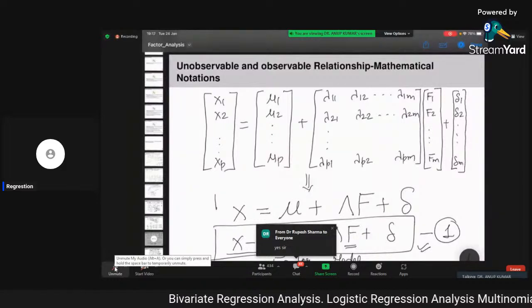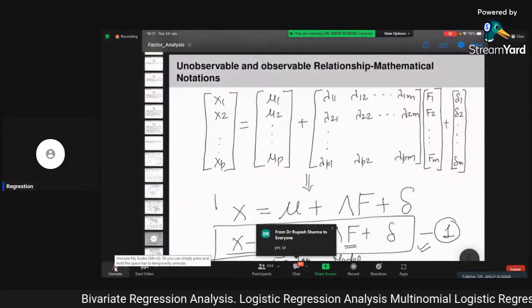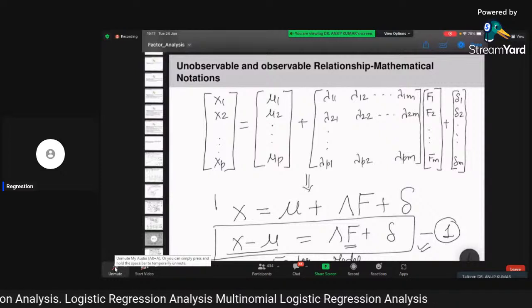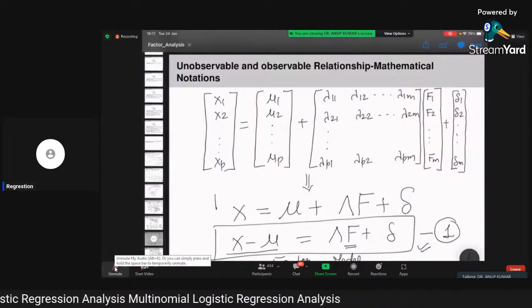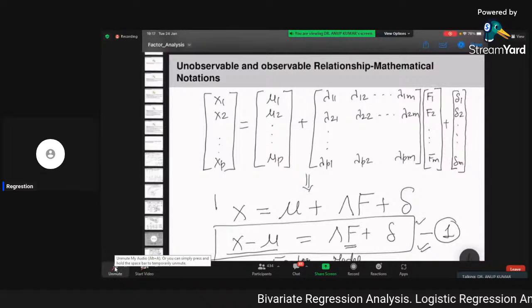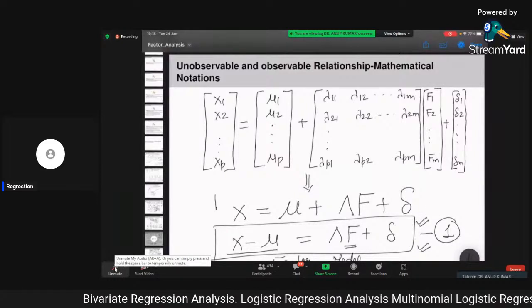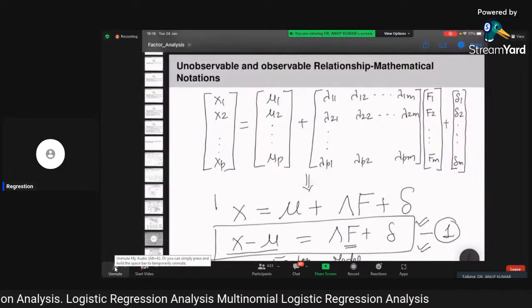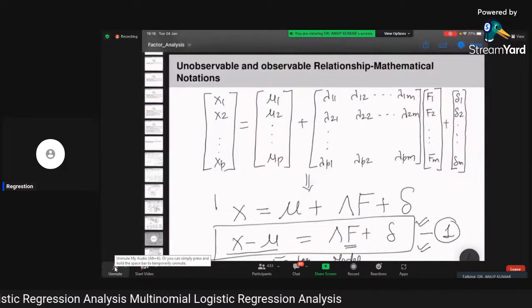So this model is termed a factor model because it establishes a relationship between observable quantities and unobservable quantities. Now, there are various techniques to solve this equation in statistics. That goes very mathematical, so I will not go into that, but at least you should know how this relationship is established.